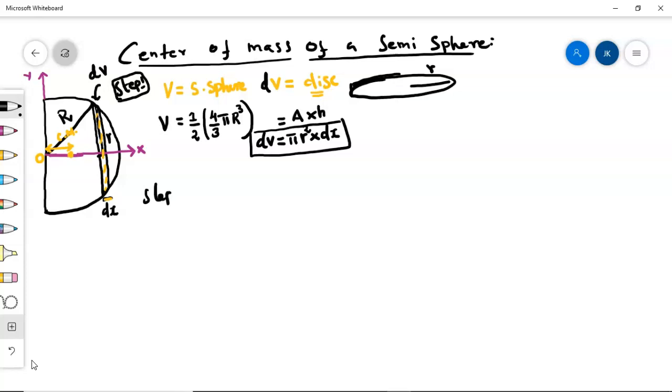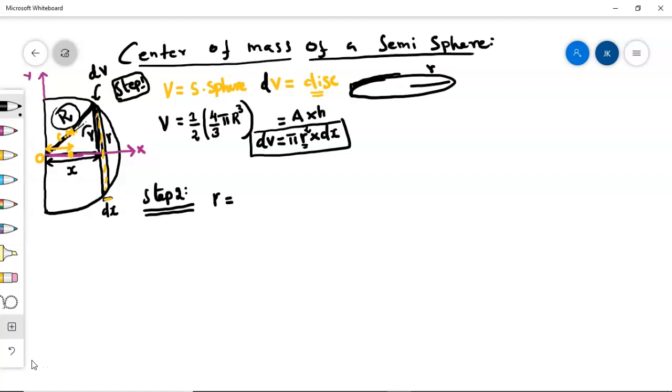And step 2, we are trying to find the formula of the radius r, simple r. How are we going to find it? Now you can see a right angle triangle here. This length is the radius r, and this length is the radius of the bigger semi-sphere, capital R. And this length from the origin to the slice, we are going to take as x. This is not the x-axis, this is the length from the origin to the slice, x.